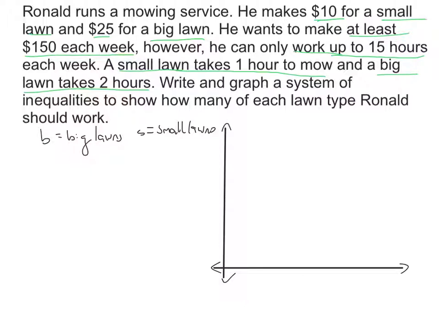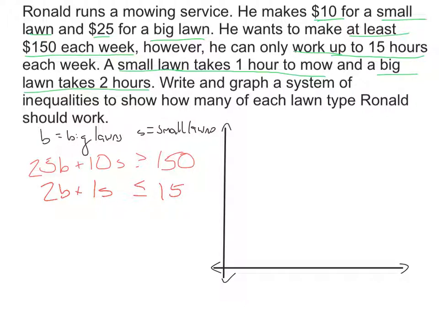So I have first the money. It's $25 per big lawn, plus we'll get $10 per small lawn, and we want that to be at least $150 per week. So the $150 should be the low mark, so we need this to be greater than or equal to 150. Okay, we have a second inequality now, and it's going to take 2 hours per big lawn to mow, plus 1 hour per small lawn to mow, and he can only work up to 15, so 15 is the highest it can be. So this one's going to be less than or equal to 15.